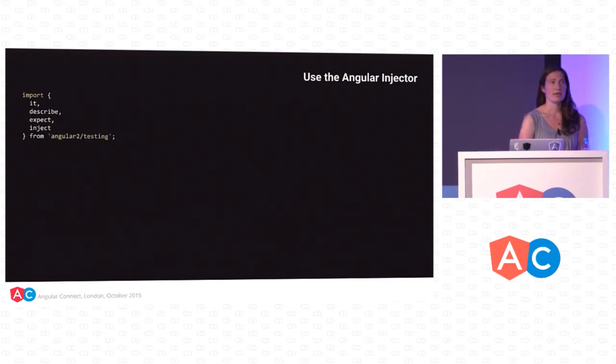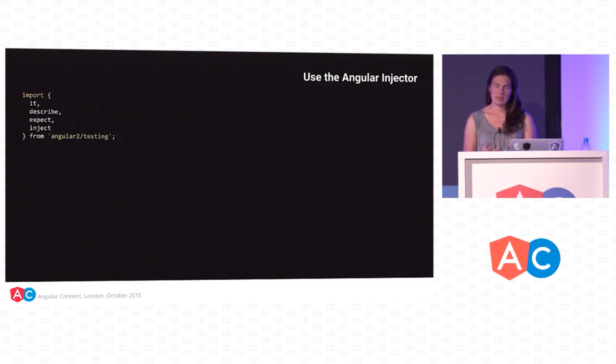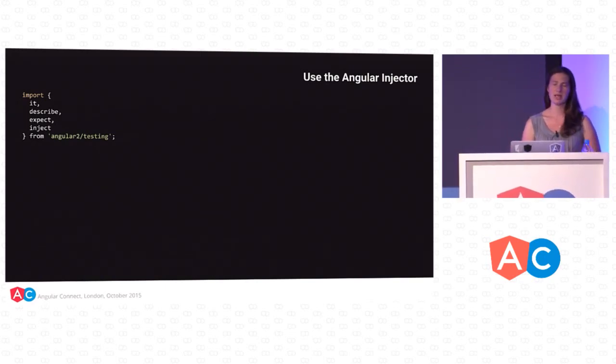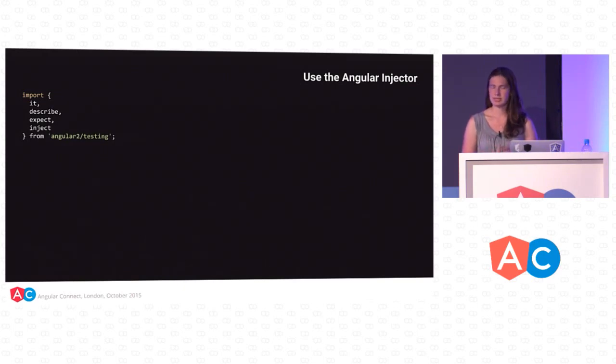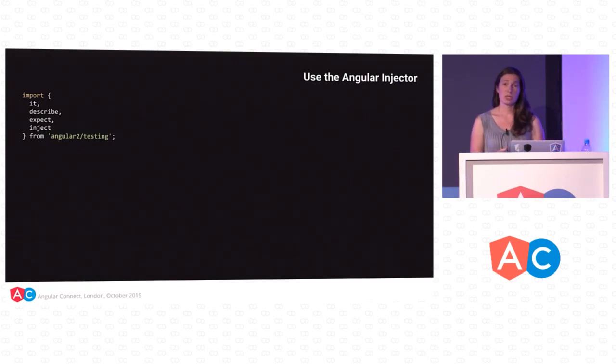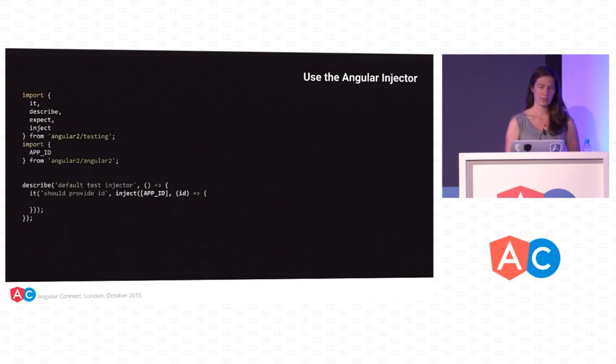And we can do that with the Angular 2 testing library. This library is available when you download the NPM package from Angular 2 testing. So we're just going to go ahead and use that. We'll import those Jasmine functions, it, describe, and expect, because Angular needs to wrap around those to work properly. And we'll also import a function called inject. And the way that we're going to use this is within our test.